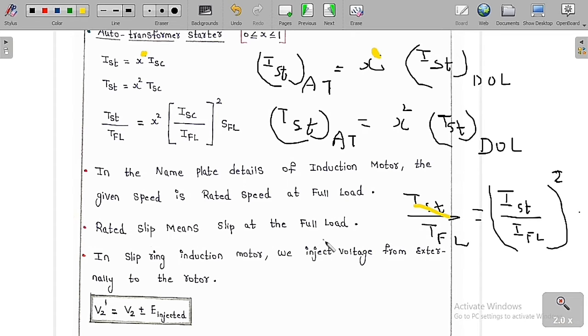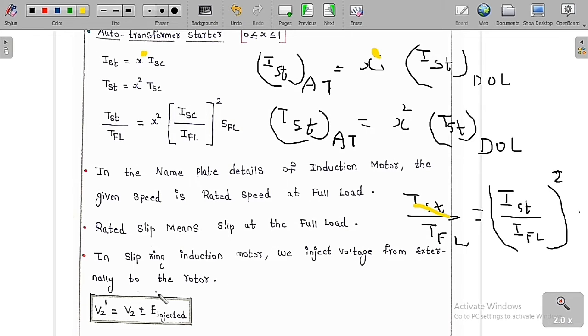So if you keep a full load, then whatever the slip, it is called the rated slip or full load slip. Always in the induction motor, the speed that they are going to give you is the rated speed or full load speed. If you keep a full load, then the speed at that full load is called the full load speed or rated speed.